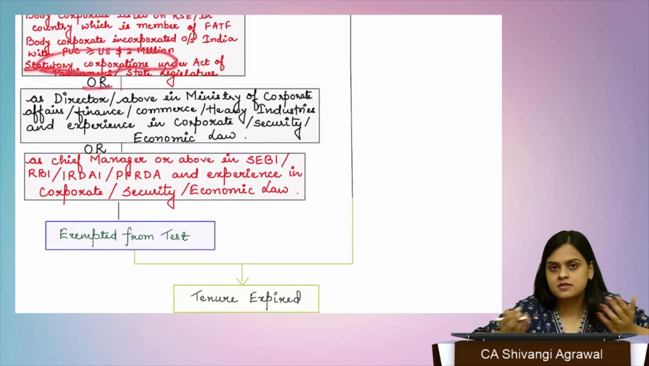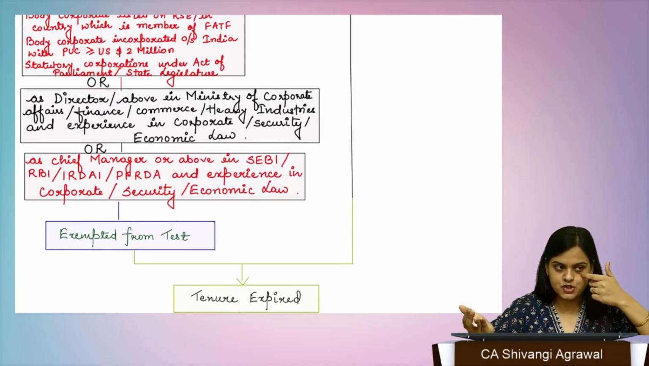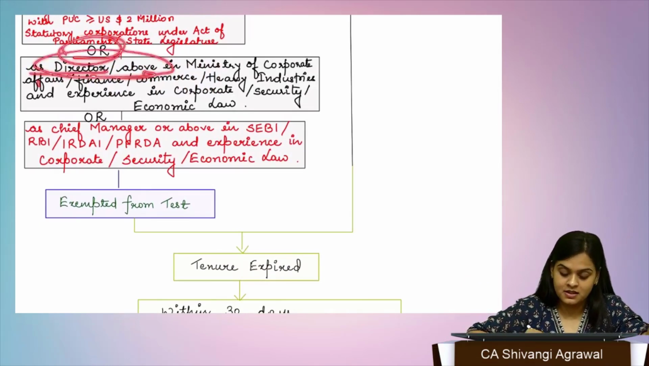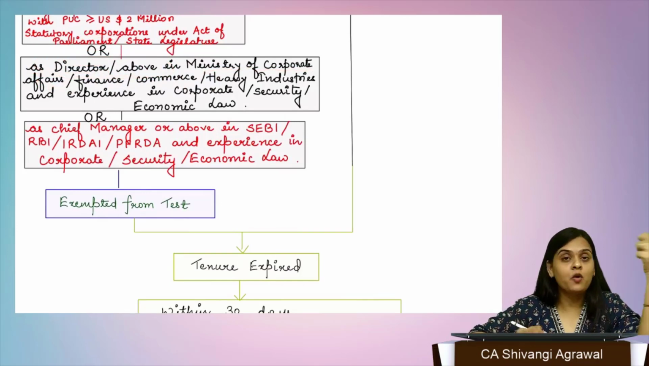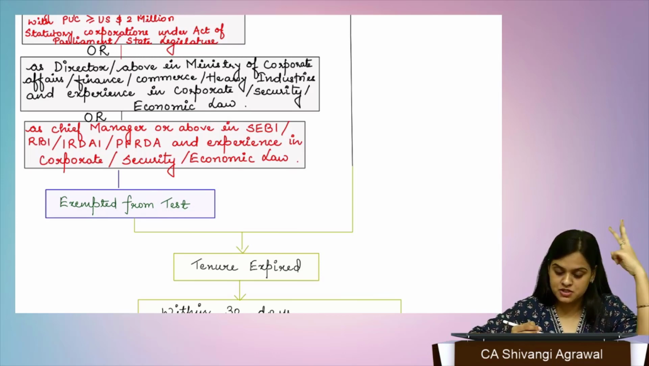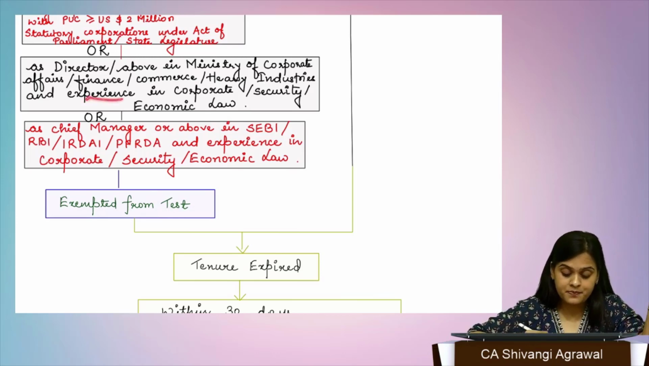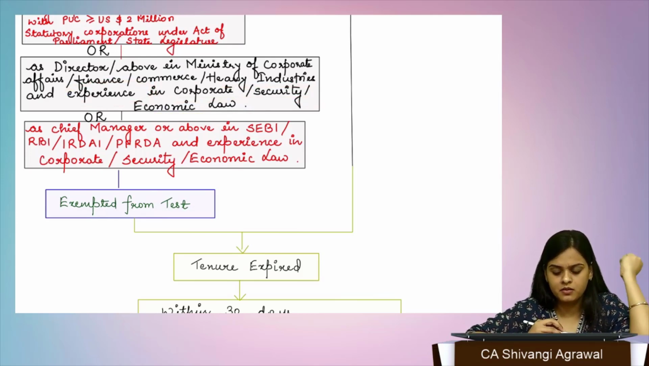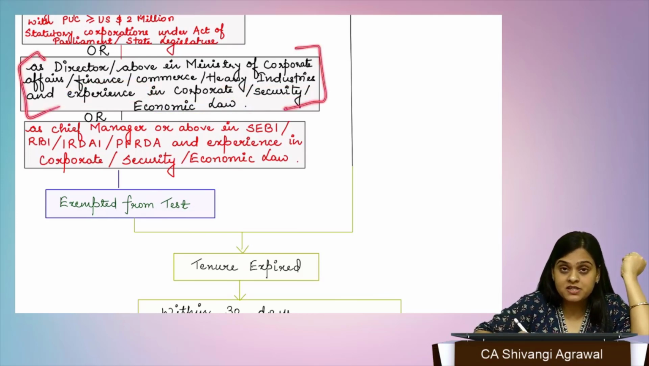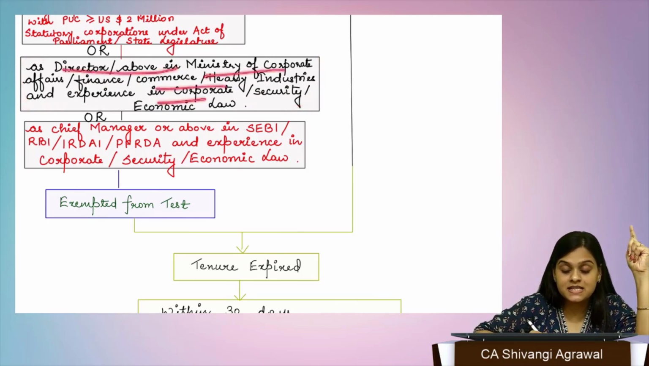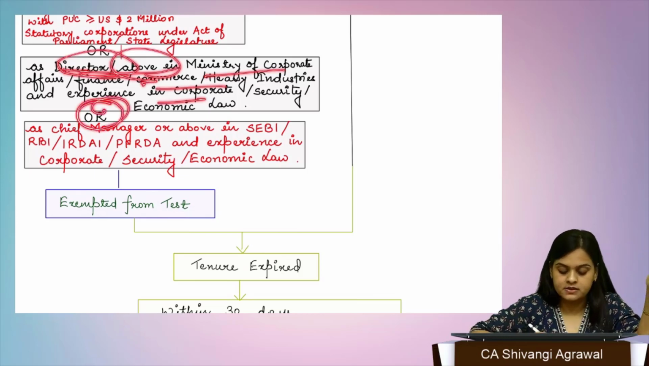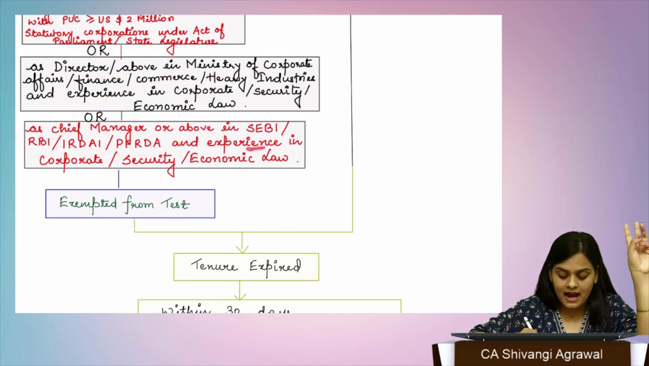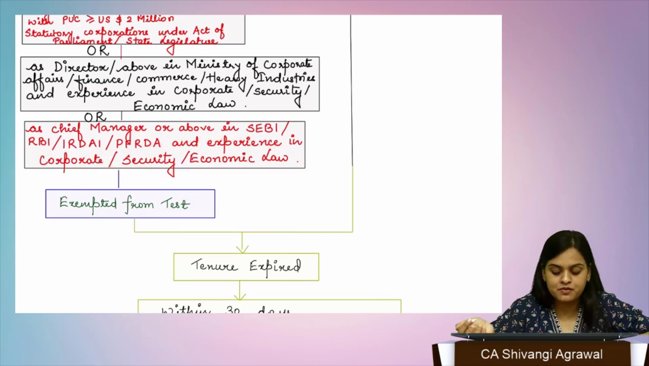Then any statutory corporations we have under the Act of Parliament or state legislature, we have PWD, MCD, like that, right? Now, if you have served as a director or above in MCA, in all those ministries, Ministry of Corporate Affairs, Ministry of Finance, Ministry of Commerce, Ministry of Heavy Industries, and you have experience in any of these laws, corporate, security, economic, then also you are eligible, but you should have served these ministries as a post of director or above. Or if you have worked as a chief manager or above in SEBI, RBI, IRDAI, PFRDA, and you have experience in these laws, then also you are exempted from the test.